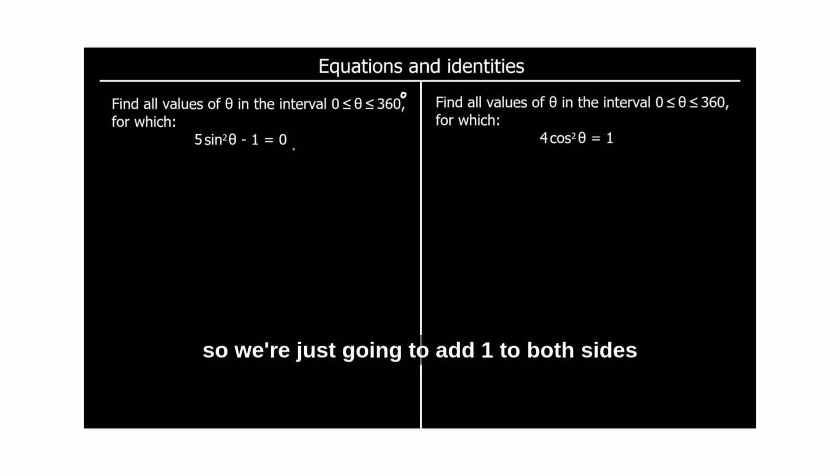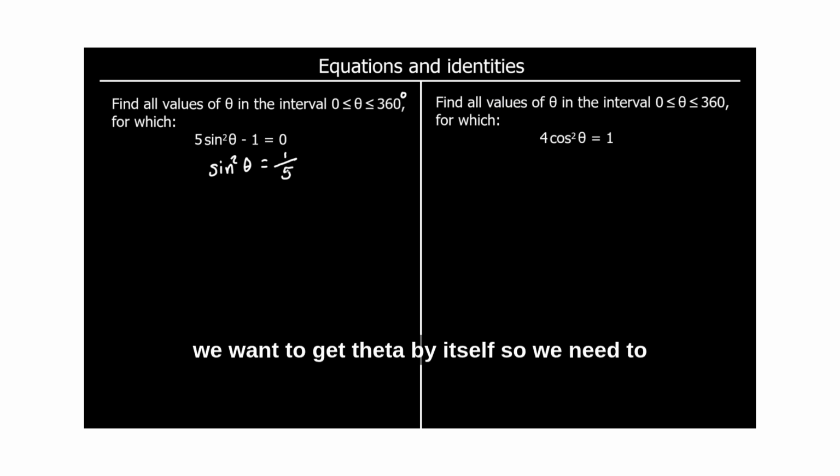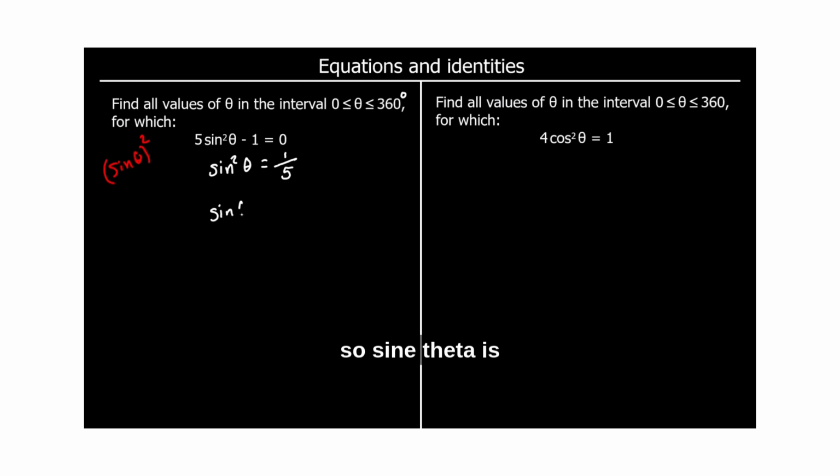So we're just going to add 1 to both sides, divide by 5 to get sine squared theta by itself. So sine squared theta is a fifth. We want to get theta by itself, so we need to square root both sides. Sine squared theta is the same as saying sine theta squared, so to get rid of a square, we square root. So sine theta is going to be plus or minus the square root of a fifth.